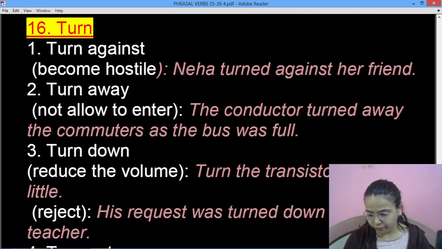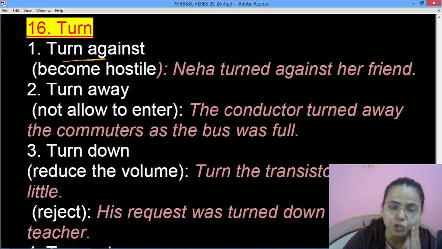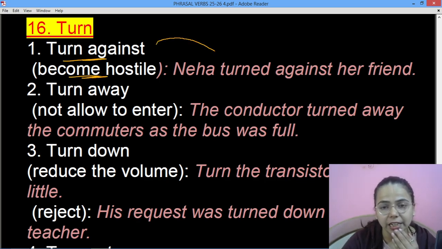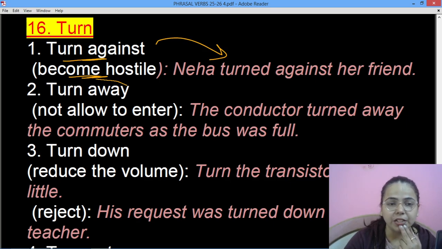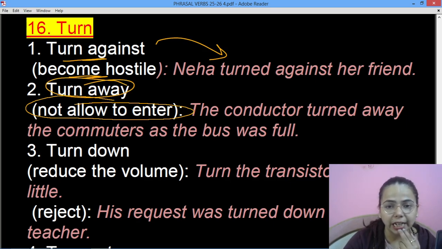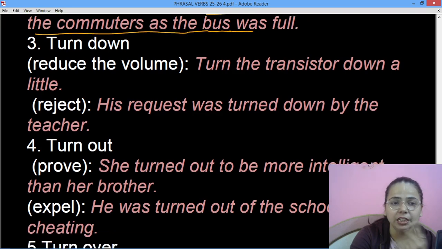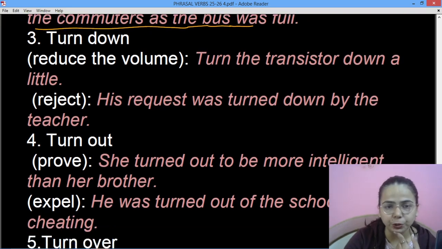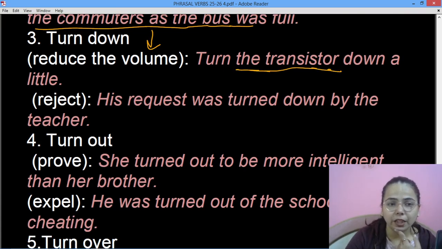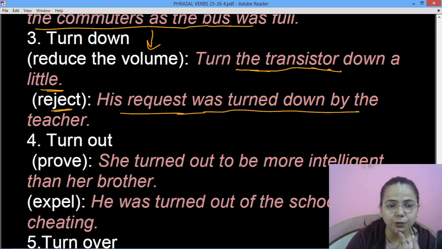And the last one, finally, after so many phrasal verbs, the first one is turned against, means to become hostile. Neha turned against her friend. Turn away, not allowed to enter. The conductor turned away the commuters as the bus was full. And turn down means to reduce the volume of something. Take the turn down the transistor a little. Reject, his request was turned down by the teacher.